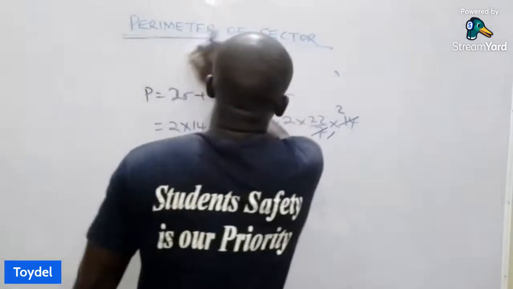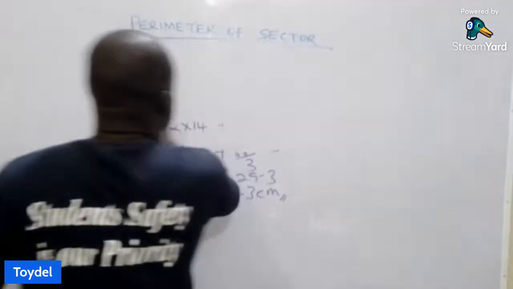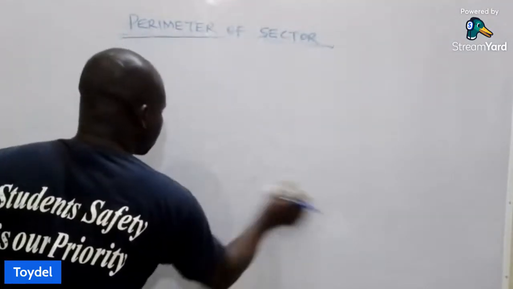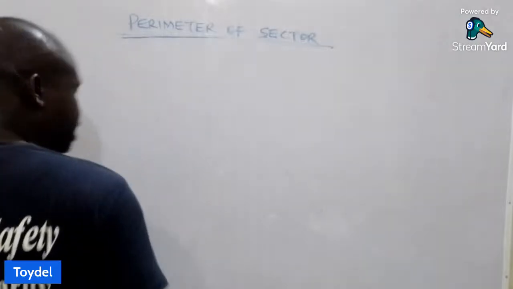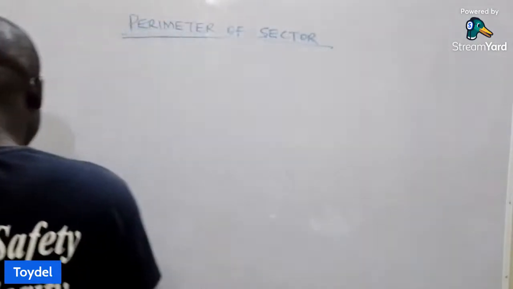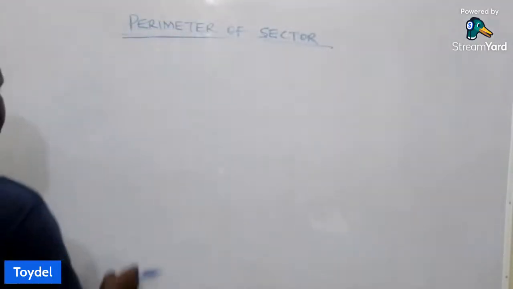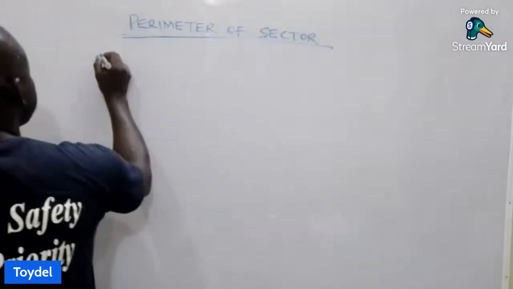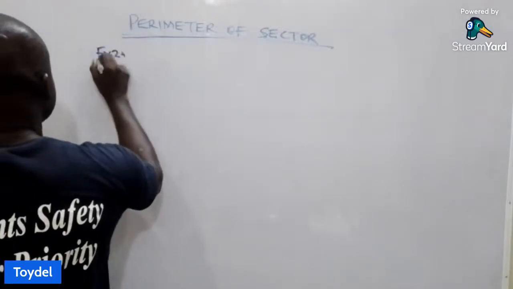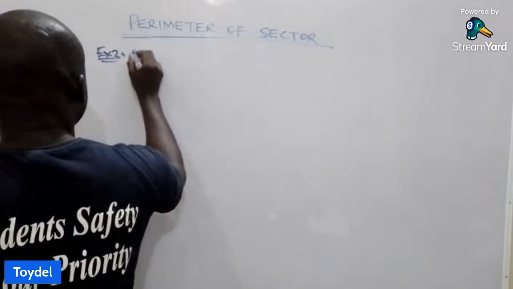So we take another example under the perimeter of a sector. I just want us to note that to find the perimeter of a sector, we add the two radii that we have in a sector plus the length of an arc. That is what we do to find the perimeter of a sector. Let's take another example, example 2.